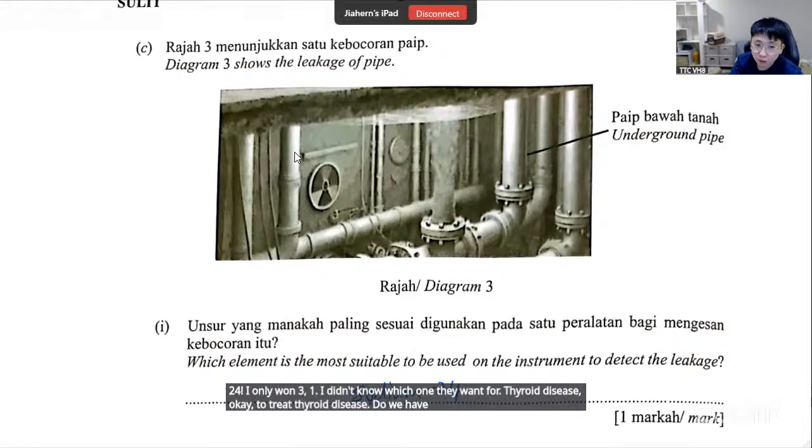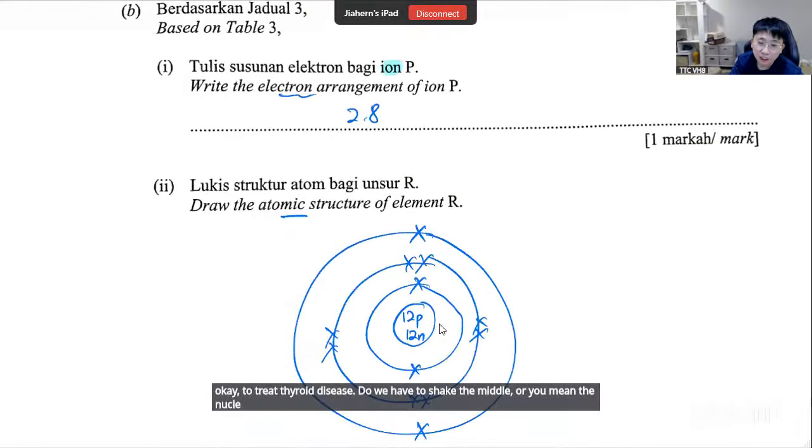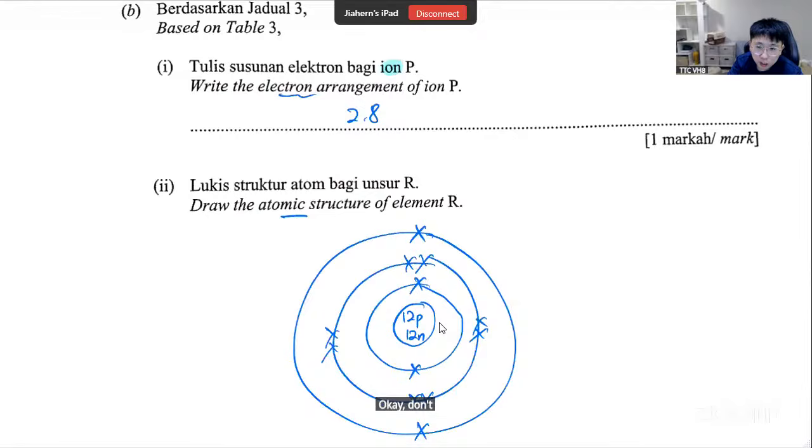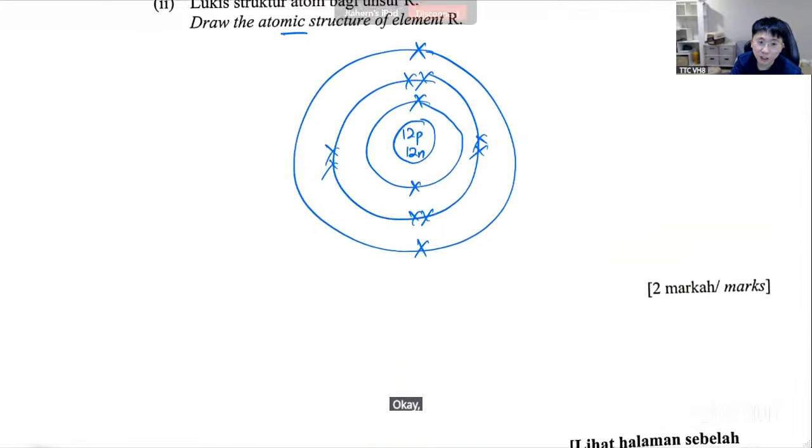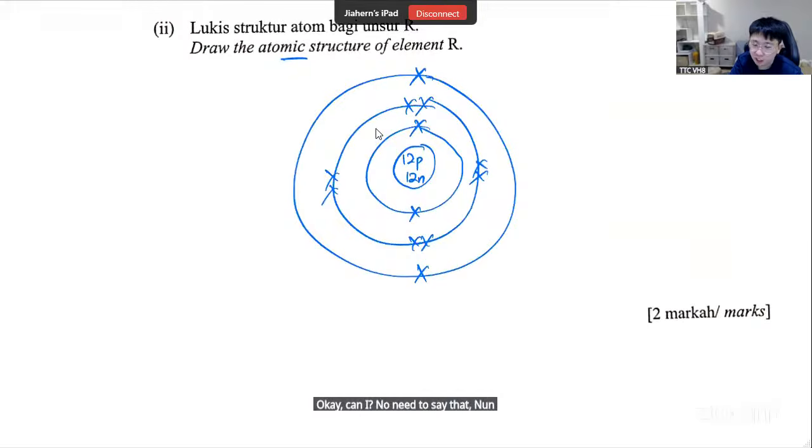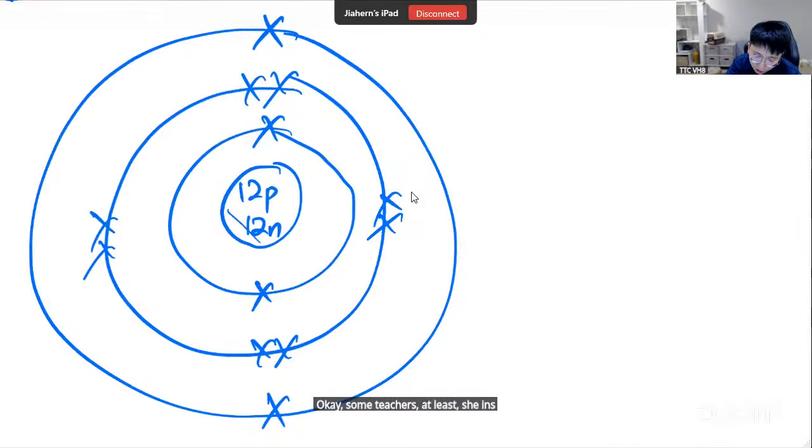Do we have to shade the middle, or you mean the nucleus? No need. If your teacher asks you to shade, that one is basically just extra stuff. You can just leave it empty. Can, all good. No need to shade. This one is for the teacher's aesthetic purposes. Some teachers insist like this. This one is too extra.